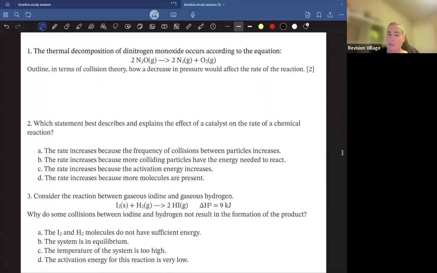So just in terms of collision theory, I put together 2 multiple choice and 1 little short answer. I'm going to give you a minute to read through those and make sure that this makes some sense. And again, feel free to throw things in the chat as you think of them.